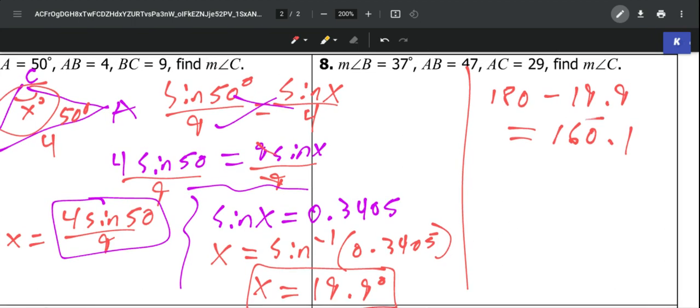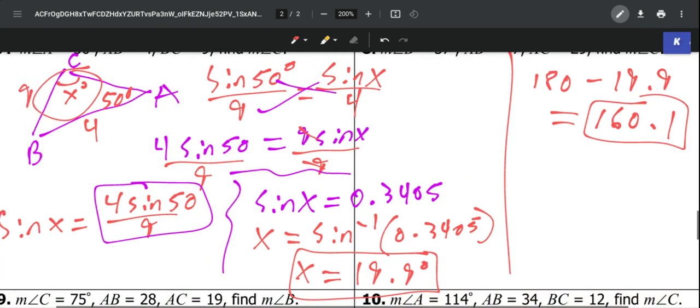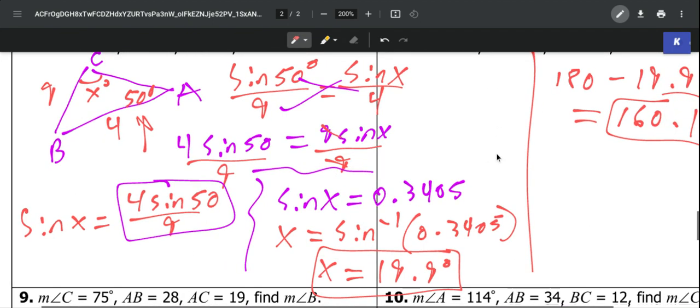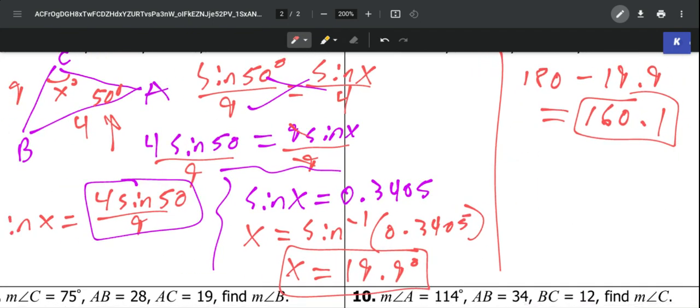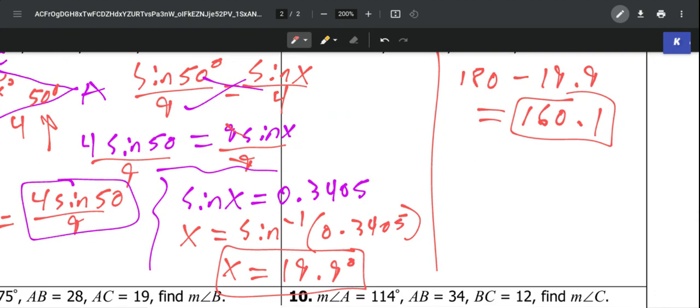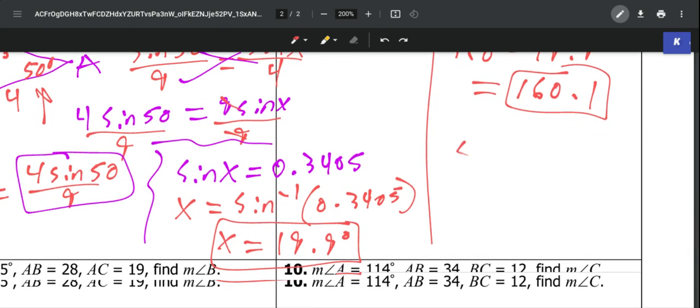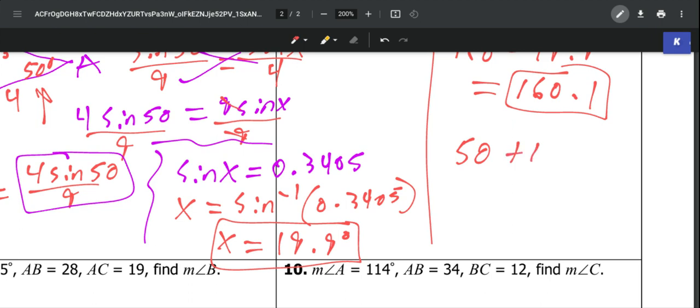This could possibly be our other angle, but we're going to have to test both of these. Here's how you test it. This entire triangle should be 180 degrees, so if we add two of our angles together and they give us more than 180, that can't happen. We start off with 50 degrees and add 19.9, which is like adding this angle plus this angle. 50 plus 19.9 gives us 79.9.